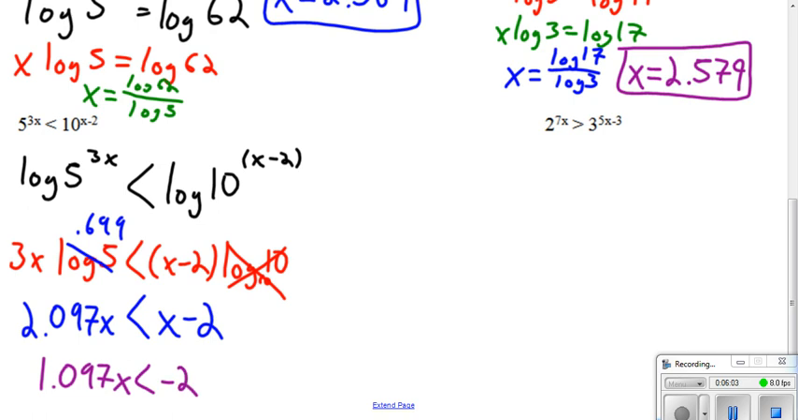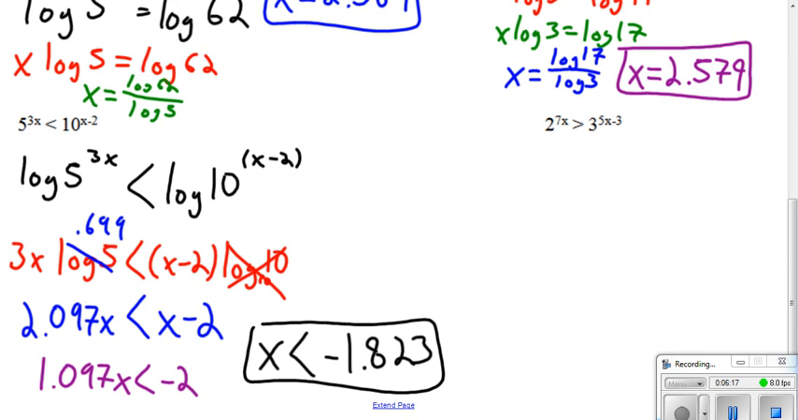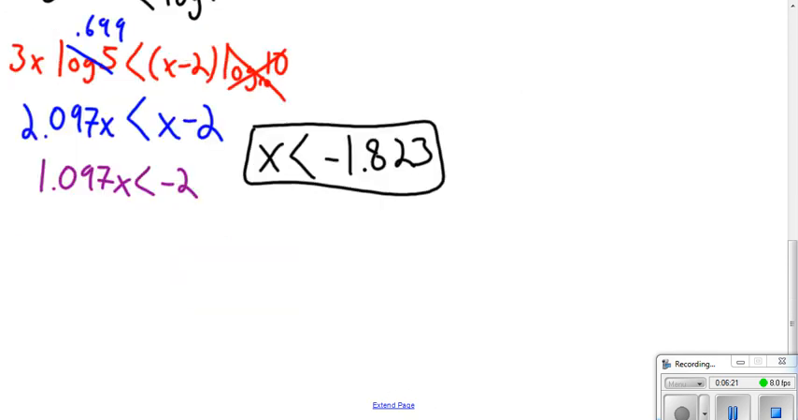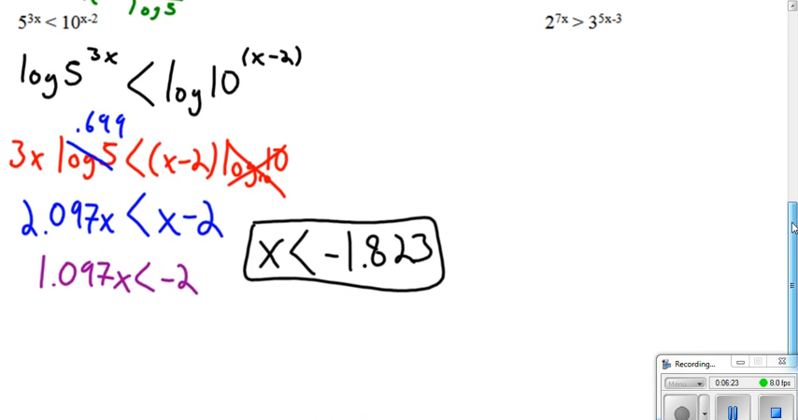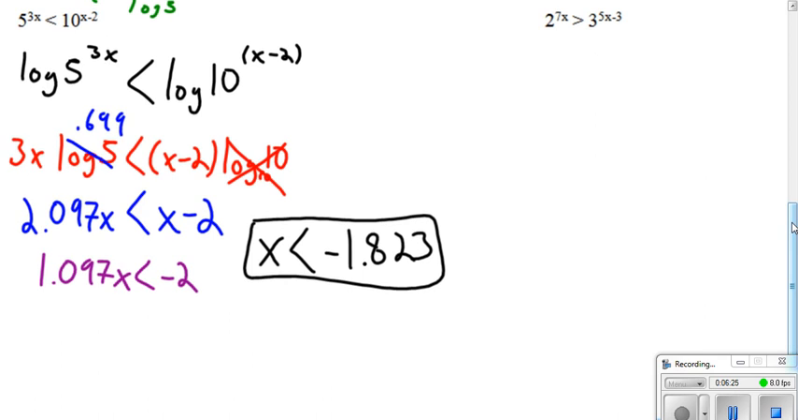Divide both sides by that 1.097, and in the end we get x is less than negative 1.823. That's the solution to our inequality. Looks like we're taking up a lot of space on these, so let's give us a little more.